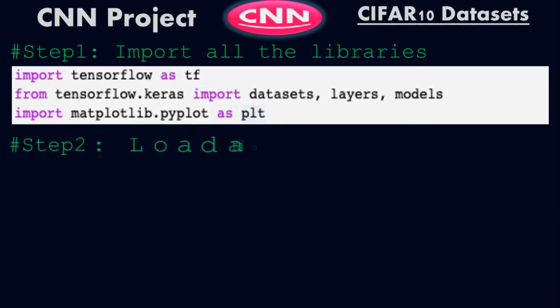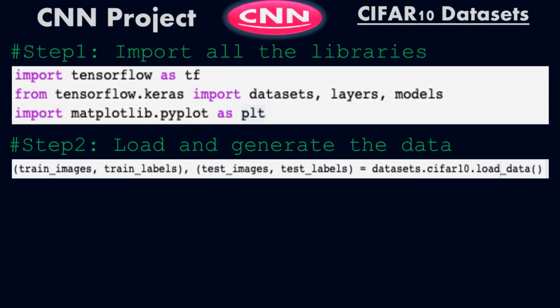Step number 2, load and generate the data. In the second step, we are going to load and generate the respective data, which is the CIFAR 10 dataset. So we can write train_images, train_labels, test_images, test_labels equals datasets.cifar10.load_data. Look, in step number 2, we are loading and generating the dataset. So we are taking train images and train labels, and then test images and test labels.